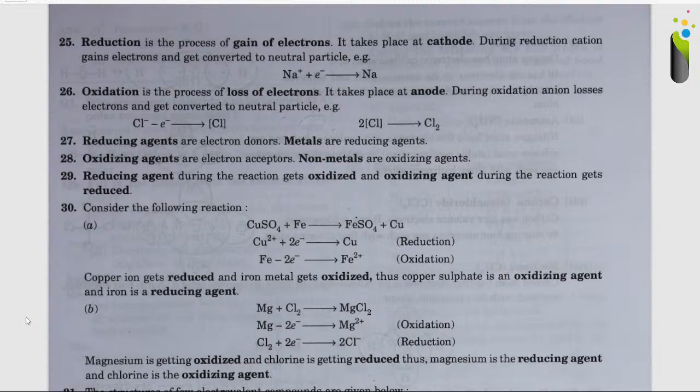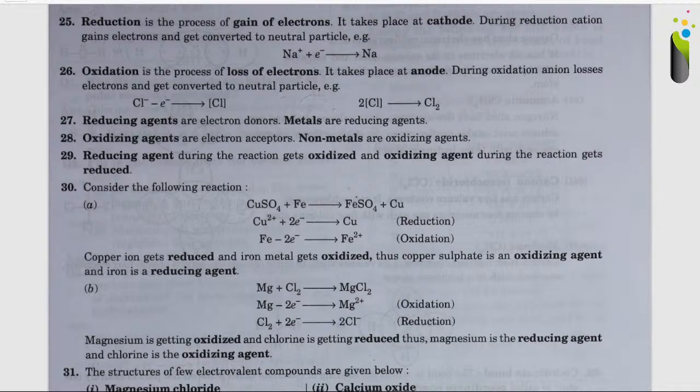Oxidation is a process of loss of electrons and it takes place at anode. During oxidation, an ion loses electrons and gets converted to neutral particles. Example, Cl- minus e- gives you Cl. So 2 of Cl gives you Cl2. I mean 2 atoms of Cl combine together to form one molecule of chlorine.